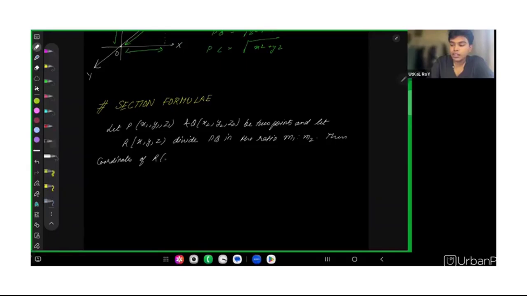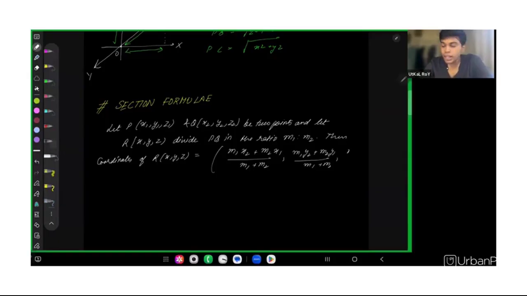of R (x, y, z) are equal to (m1 x2 plus m2 x1) over (m1 plus m2), comma (m1 y2 plus m2 y1) over (m1 plus m2), comma similarly (m1 z2 plus m2 z1) over (m1 plus m2), right? It's very easy.